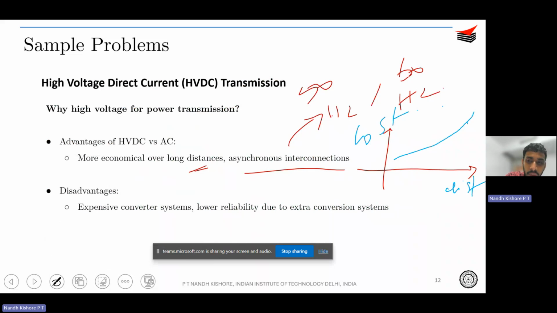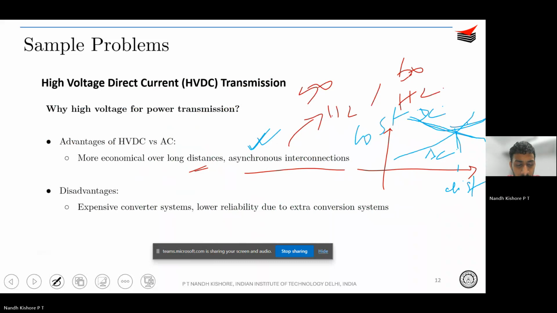Whereas for HVDC, you will see a curve something like this. Your cost is very high, and later on, the cost kind of drops down for higher distances. For HVDC, you have what is called a break-even distance. Beyond a particular distance, this becomes more economical. Or you may have something like this as well, but this becomes more economical. So people generally use it for longer distances, and of course for asynchronous interconnections.